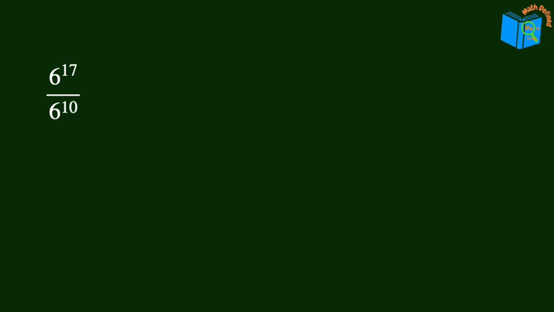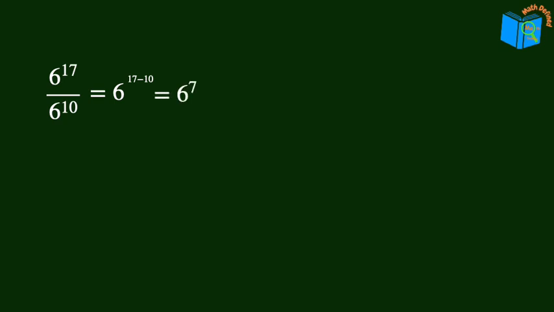Looking at this fraction, I'm sure glad that I know the shortcut to simplifying it. Could you imagine writing out 17 sixes and then another 10 sixes? Wow, let the shortcut begin. The bases are the same, so I will keep the base of 6 and then subtract the exponents. 17 minus 10 is 7, resulting in 6 to the 7th power.